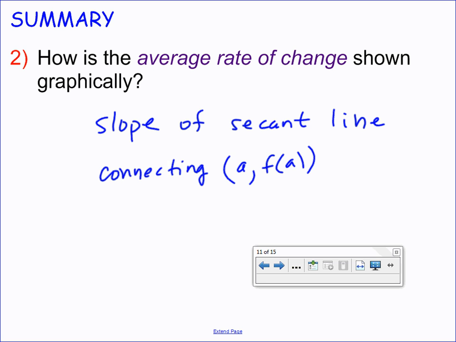And I'll use Grace's points, a comma f of a and b comma f of b. And also highlight that key quality. We're calculating the slope of that secant line that connects those 2 points.